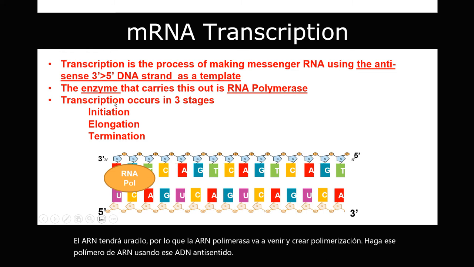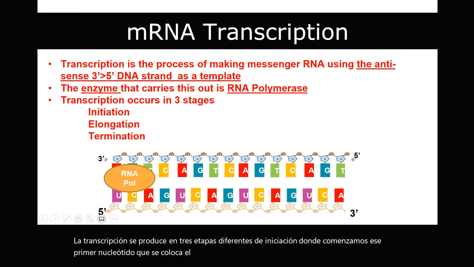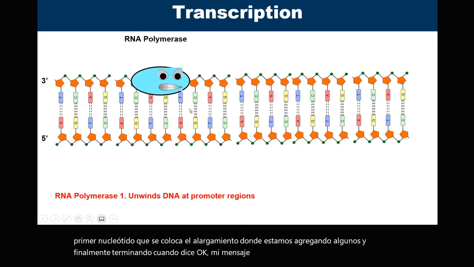template. So transcription occurs in 3 different stages. Initiation, where we start, that first nucleotide that's put down. Elongation, where we're adding some, and then finally termination, when it's saying, okay, my message is done, I can let go now. So let's talk about these steps in transcription.